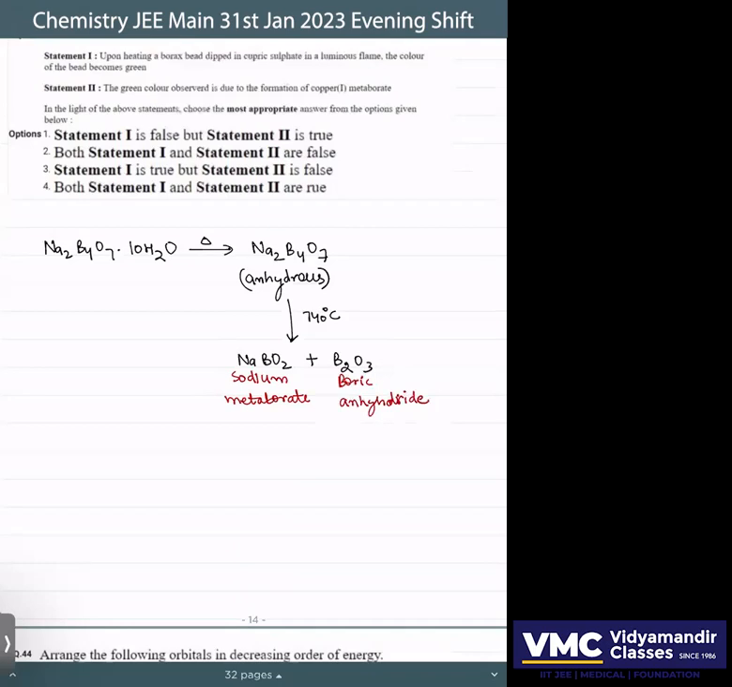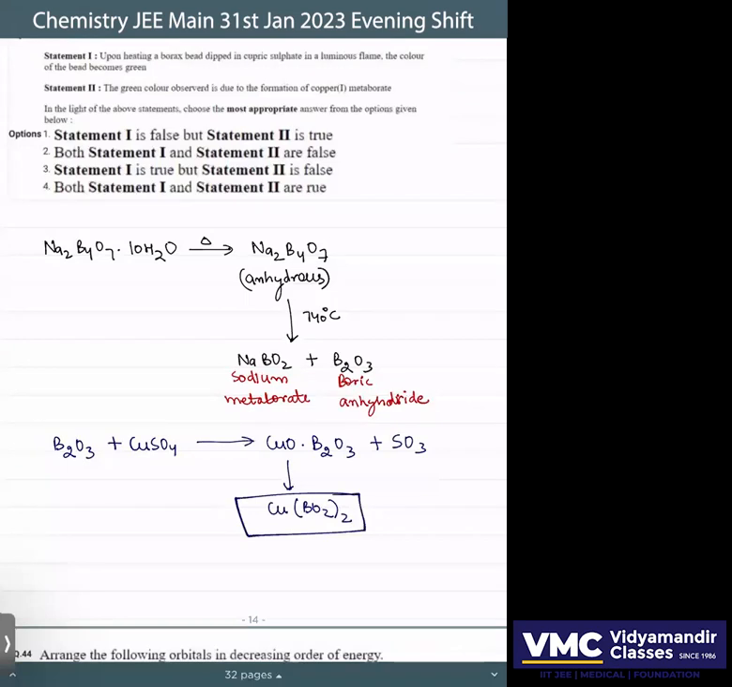When further this B2O3 reacts with copper sulfate, we get this compound which forms Cu(BO2)2. So this is what is obtained here, which is blue in color.